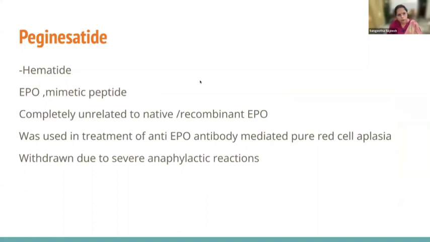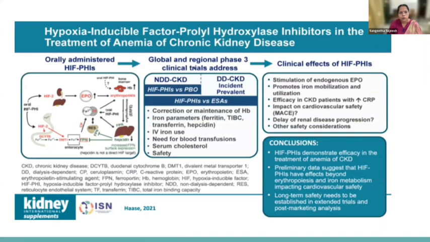This is another molecule called peginesatide. It is an EPO mimetic peptide, but it is not related to EPO at all. It was used to treat anti-EPO antibody mediated pure red cell aplasia. It was in the market for a very short time, but it was withdrawn due to severe anaphylactic reactions. It's not available. And we have talked about hypoxia-inducible factors, hepcidin, etc.